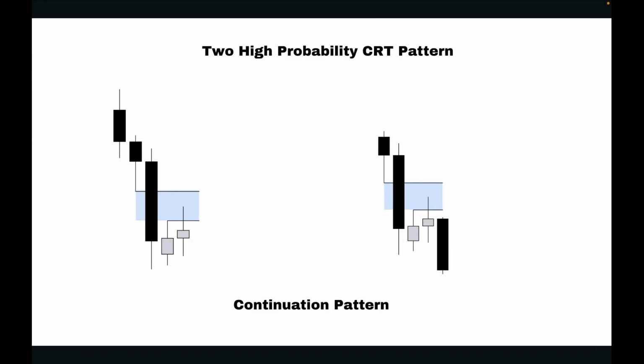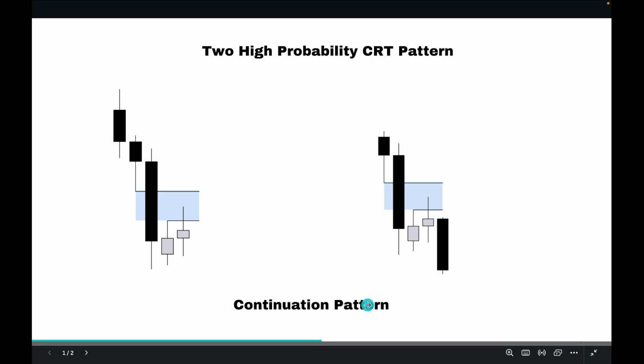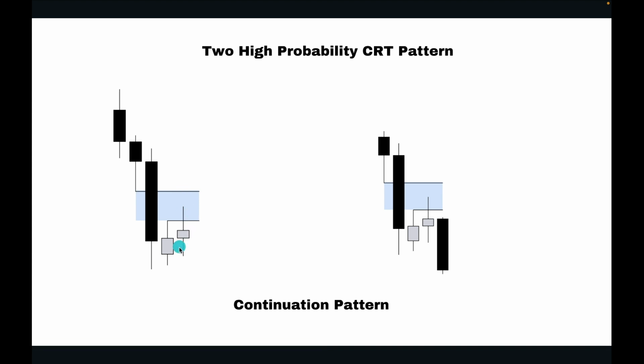Let's start today's video. In this video, I'll discuss the two high priority CRT patterns which you can use in your CRT trading strategy. The first one is your continuation pattern. What you have to look for is a fair value gap. In that fair value gap, you will wait for a doji candle to form.